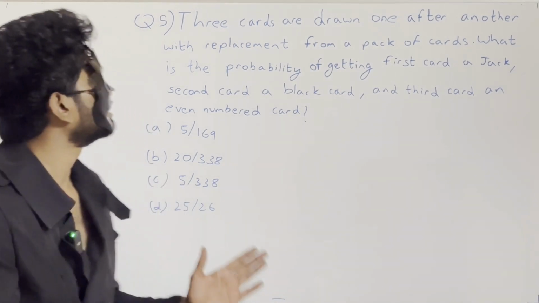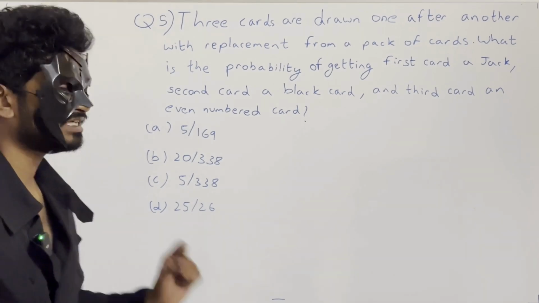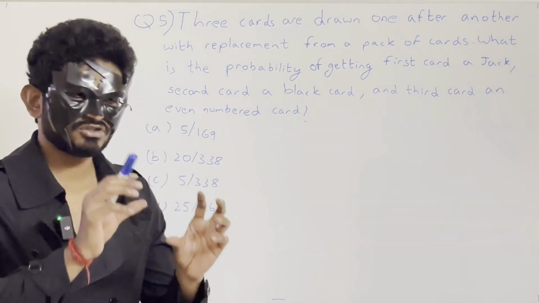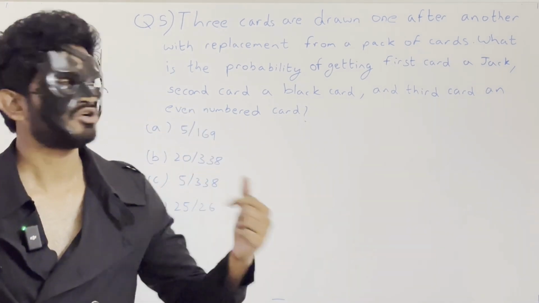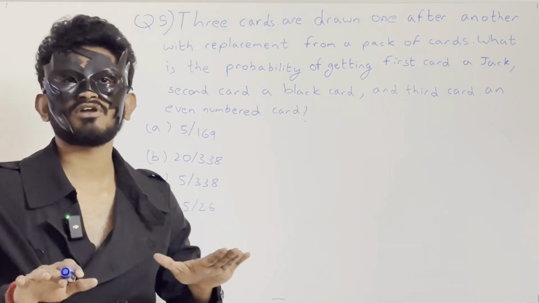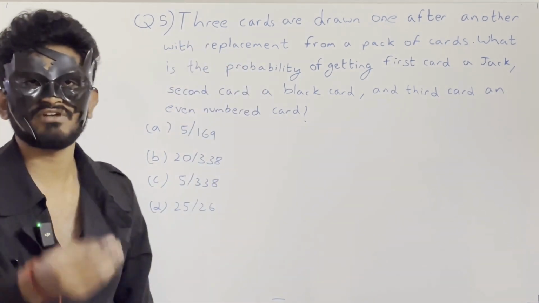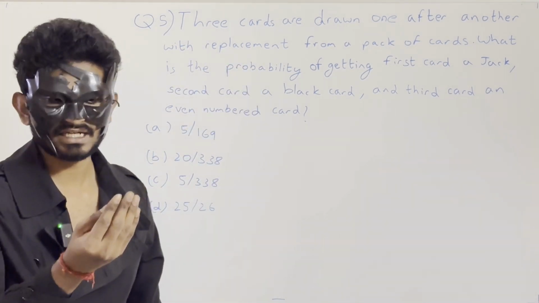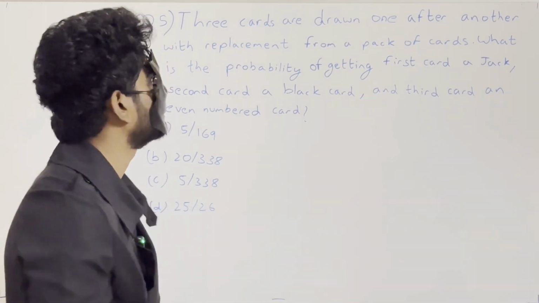Now coming back to this question, what he is saying is 3 cards are drawn one after another with replacement. That means out of those 52 cards, you will draw one card, see it, and then put that card back, because you are replacing it. So the total number of cards will remain the same, because every time you are taking the card, seeing it and then putting it back in that pack. So the total number of cards will not change.